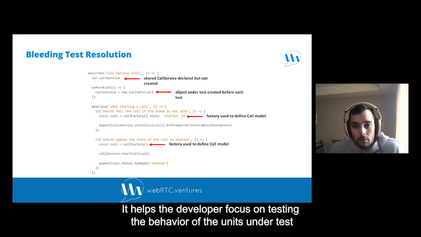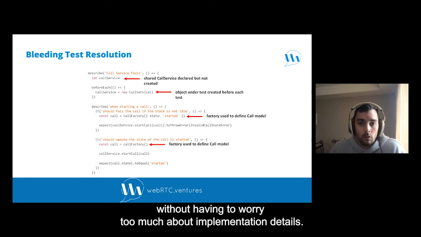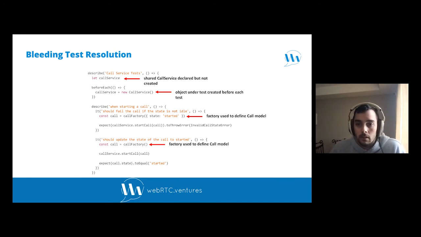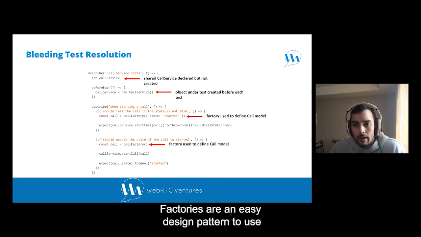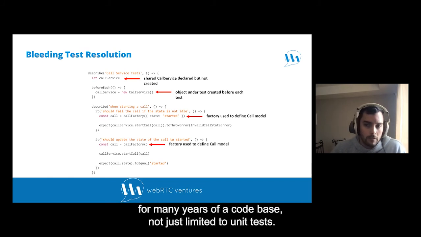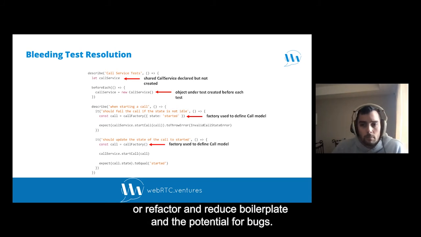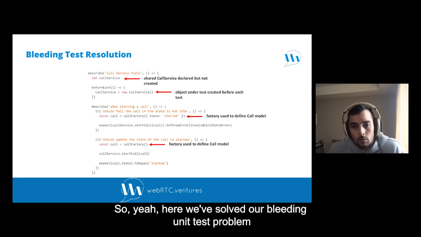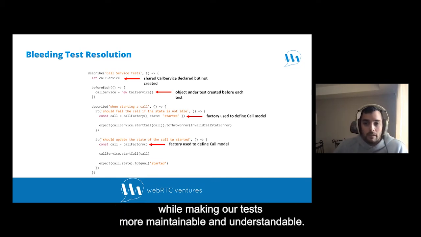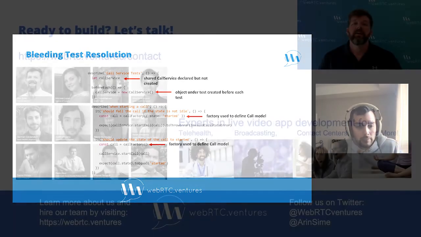It helps the developer focus on testing the behavior of the units under test without having to worry too much about implementation details. Factories are an easy design pattern to use for many areas of a code base, not just limited to unit tests. Factories can make code easier to read, reduce the amount of code that has to change for refactor, and reduce boilerplate and the potential for bugs. So yeah, here we've solved our bleeding unit test problem while making our tests more maintainable and understandable.